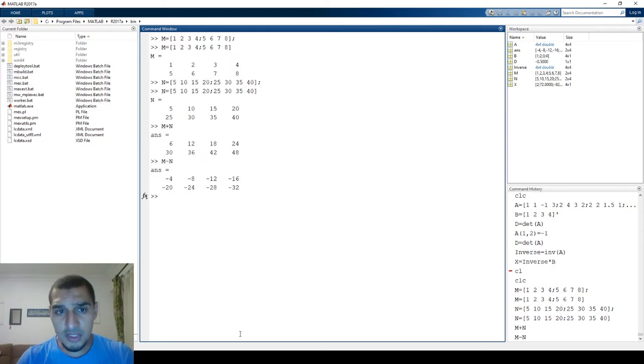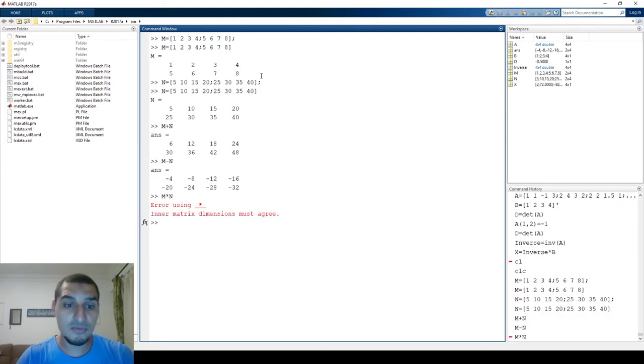For the multiplication, we know that if I have this matrix is 2 rows and 4 columns, then I have to multiply it by a matrix which has 4 rows and any number of columns, but it must have 4 rows. And if I try to multiply matrices with this condition not fulfilled, like for instance if I multiply m by n, it's going to give an error, because it says the inner matrix dimensions, which is the number of columns of the first and the number of rows of the second, must agree.